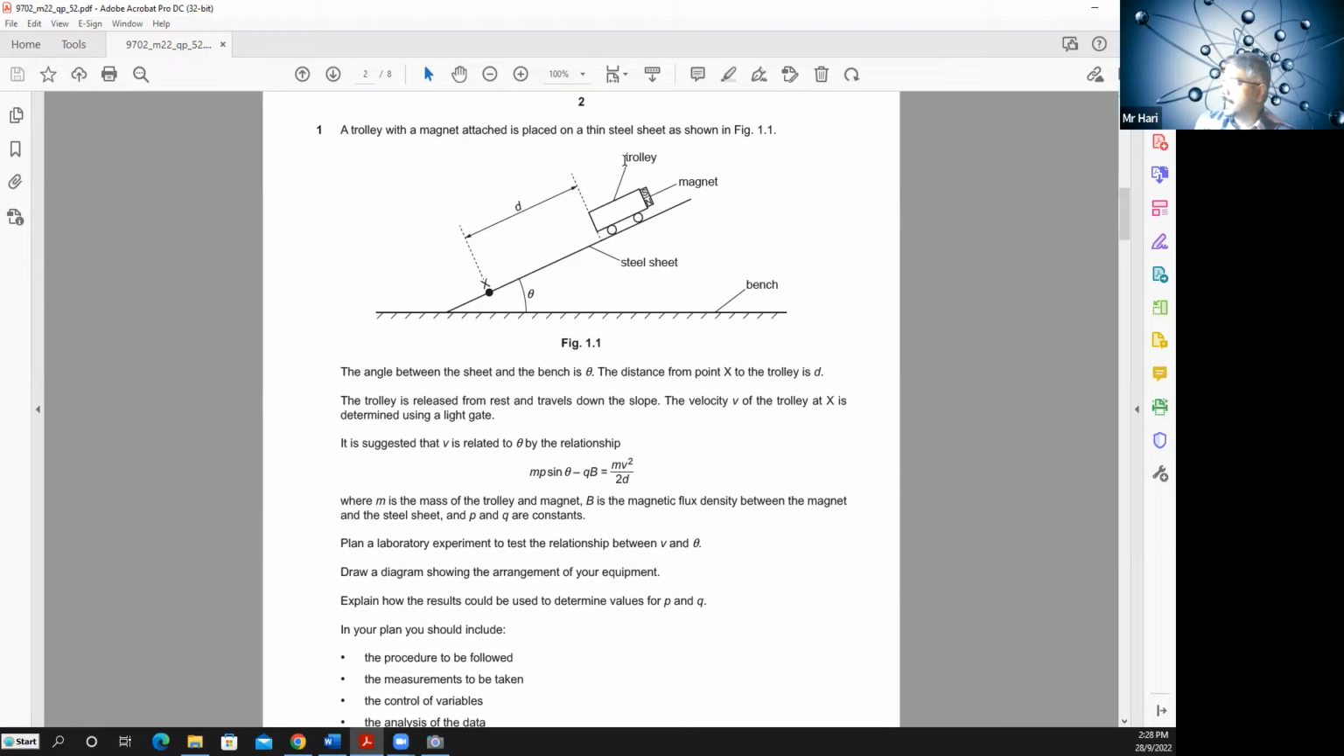Most of the time, the formula looks scary, like here. Sometimes it is using logarithm, sometimes it uses ln, which you need to use this knowledge. So given the formula, mp sine theta minus qb equals mv squared over 2d. M is the mass of the trolley, B is the magnetic flux density, P and Q are constants. So you need to plan an experiment to test the relationship between V and theta.